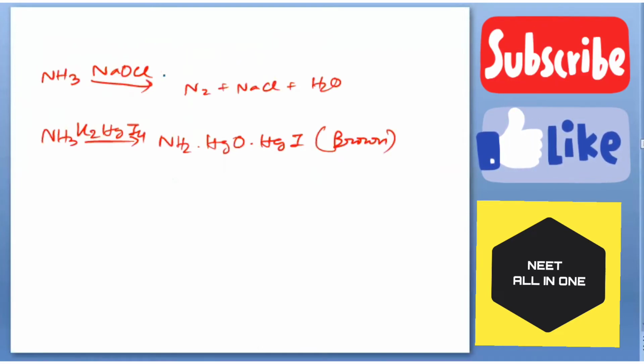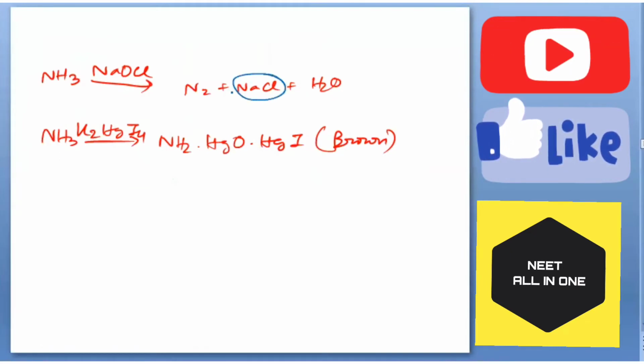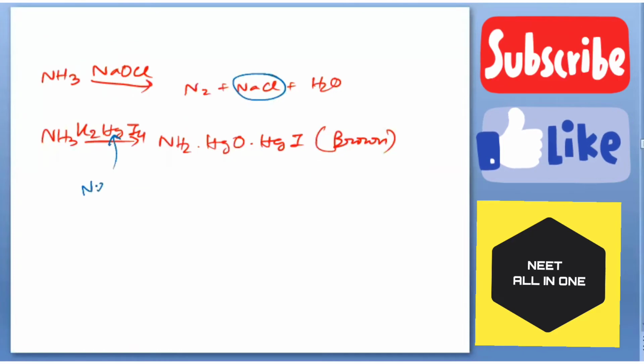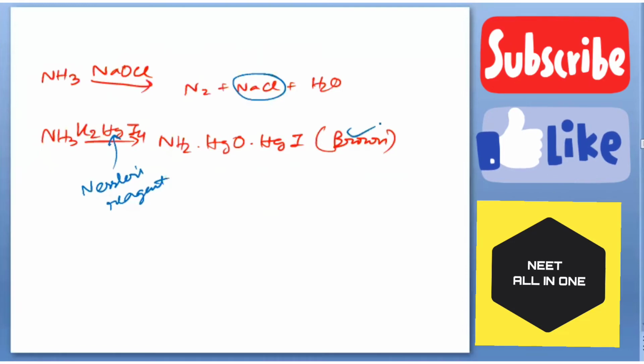Next, NH3. If reacted with NaOCl, it forms N2 plus NaCl plus H2O. So it is a NaCl forming reaction here. Next is NH3 reacted with this compound, K2HgI4, which is called Nessler's reagent. It forms NH2HgO.HgI, and its color is brown.